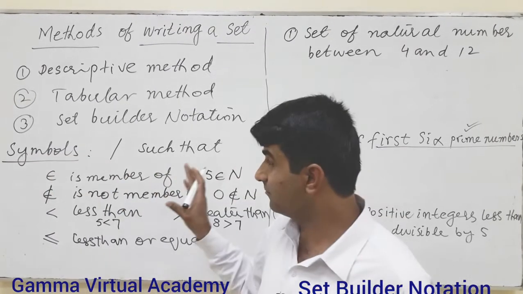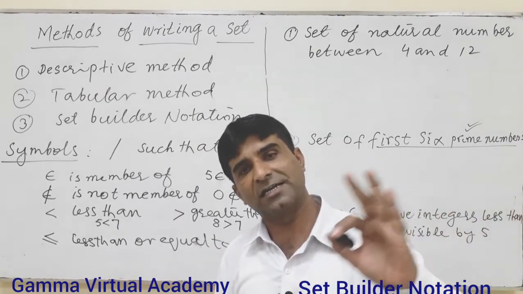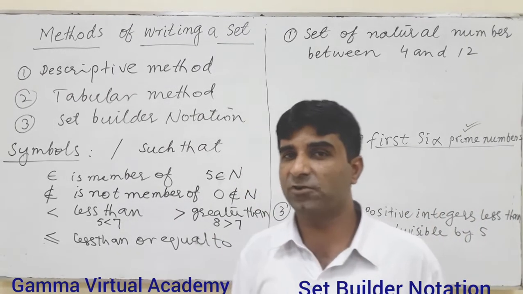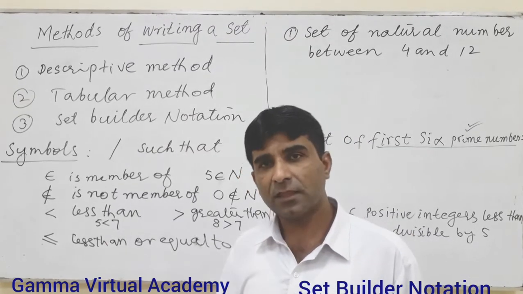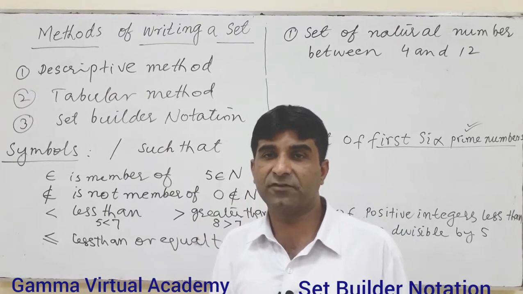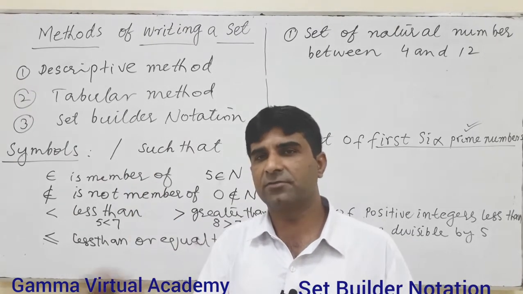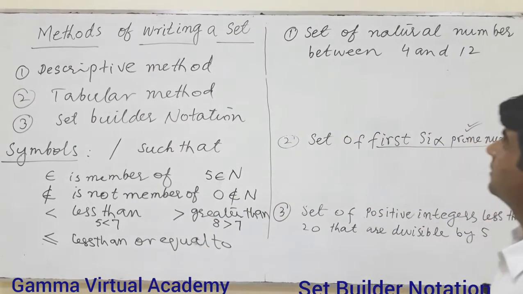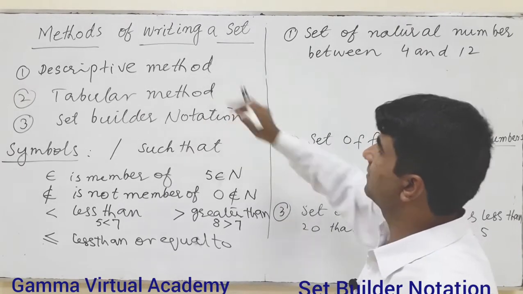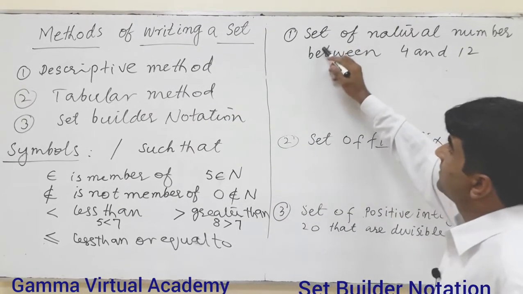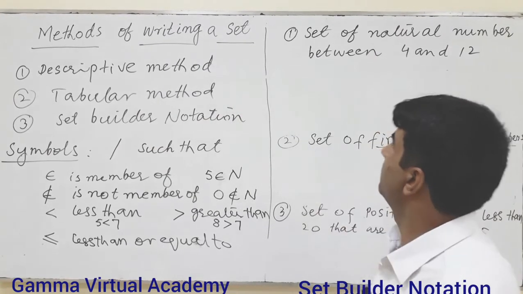There are other symbols which will be used in sets, but we will learn them in the respective topics. For example, when we learn about the empty set, we will discuss the sign of the empty set. When we learn about equivalent sets, we will write its symbol in that topic. Now let's learn to interchange these methods. A set is written in descriptive form, and we have to write it in tabular and set builder notation.